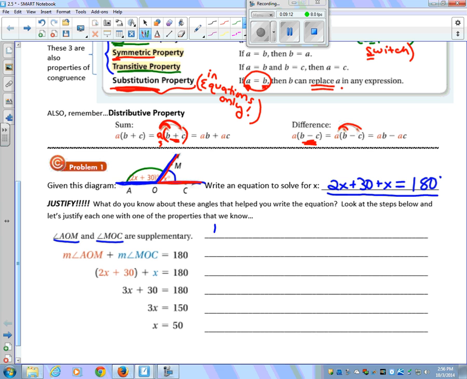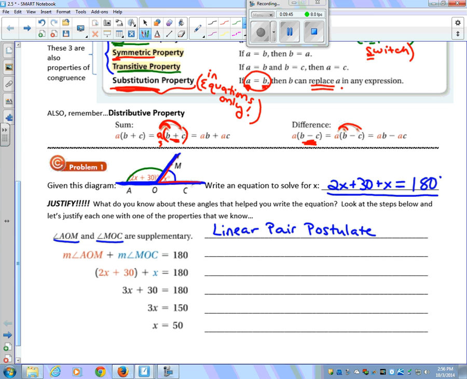So that reason, the justification, is going to be the linear pair postulate. It's actually not the definition of linear pair, which you may have guessed. The definition of a linear pair just describes what a linear pair looks like. It says there's a line, and there's a ray coming off of the line, and then those two angles form a linear pair. That's all it says. It doesn't say anything about supplementary.